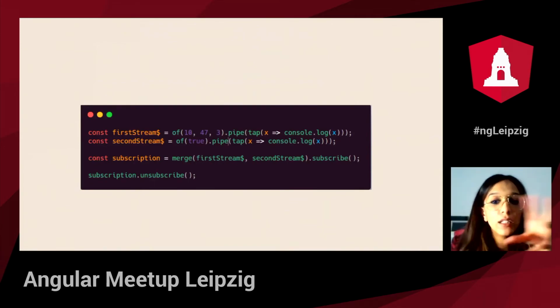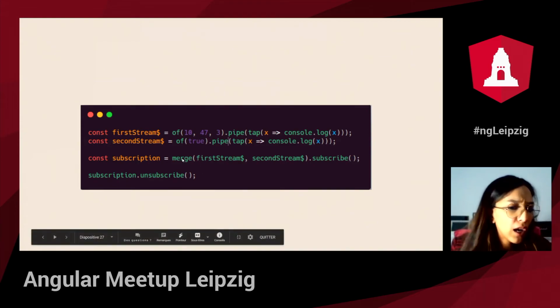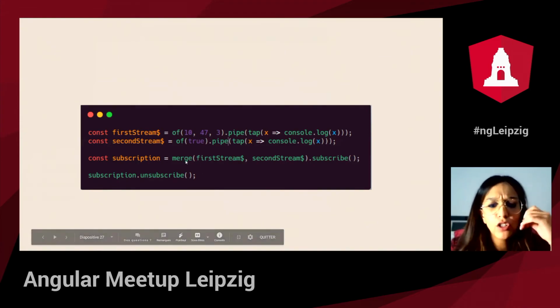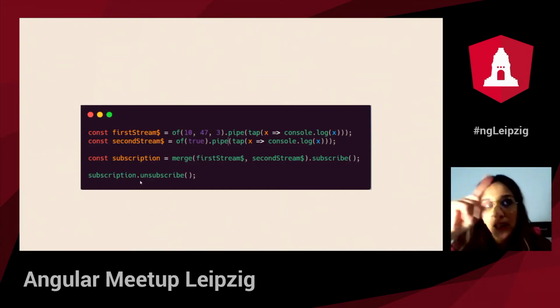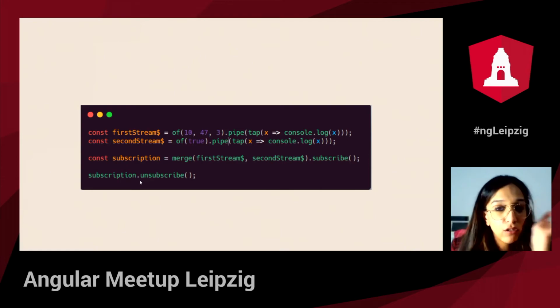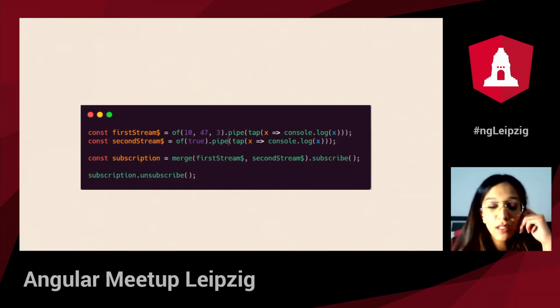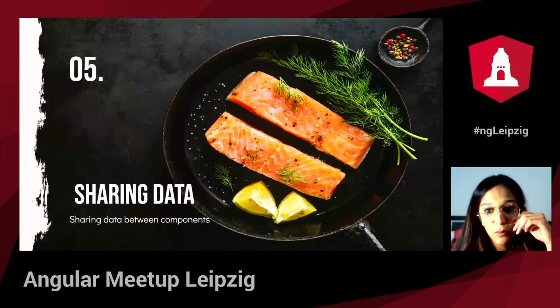Also, when combining streams and you want to subscribe, here we are using merge. You can use whatever combination you want. The unsubscription is applied to the result of the combination, because RxJS manages unsubscribing and completing all the related streams. So this is my advice and my recipe for subscription, for avoiding memory leaks or unsubscription.